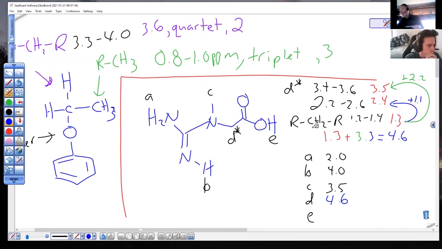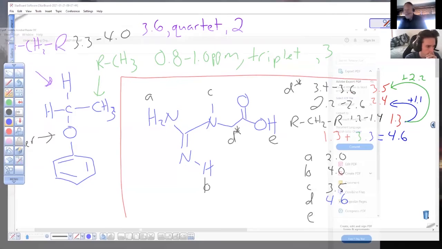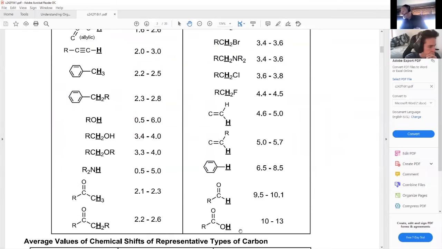So find the closest RCR thing to start with as your baseline, and then what's the effect of being in each category. And then E is a carboxylic acid, which is our highest entry on the table. I'm going to put it at 11. Sound good?